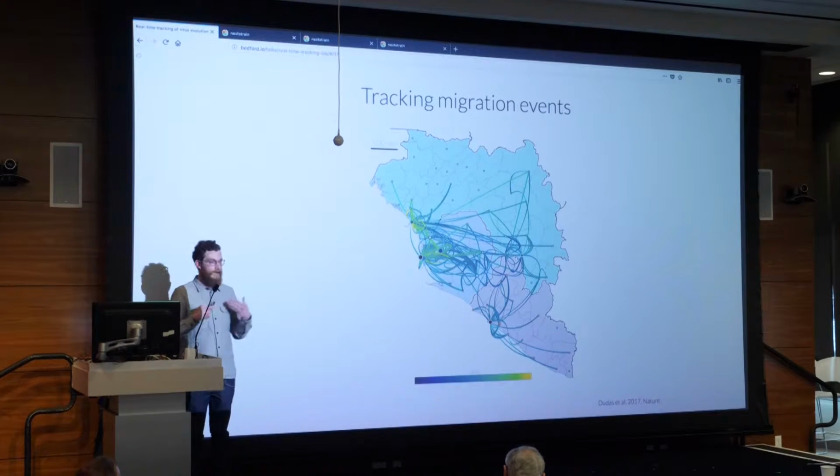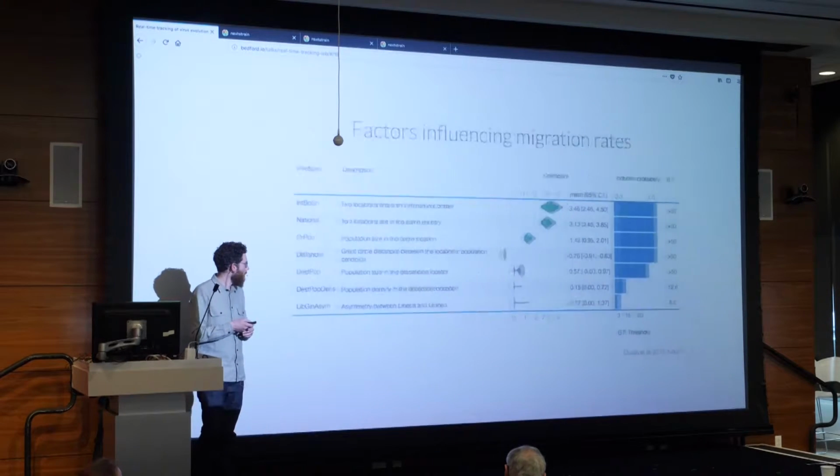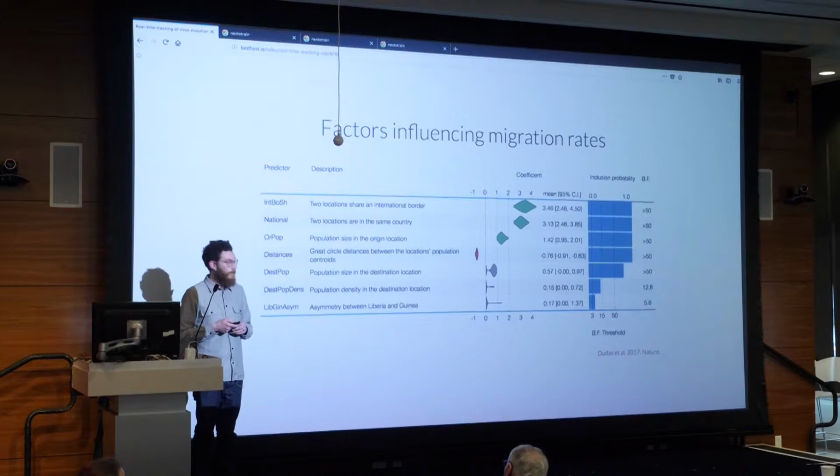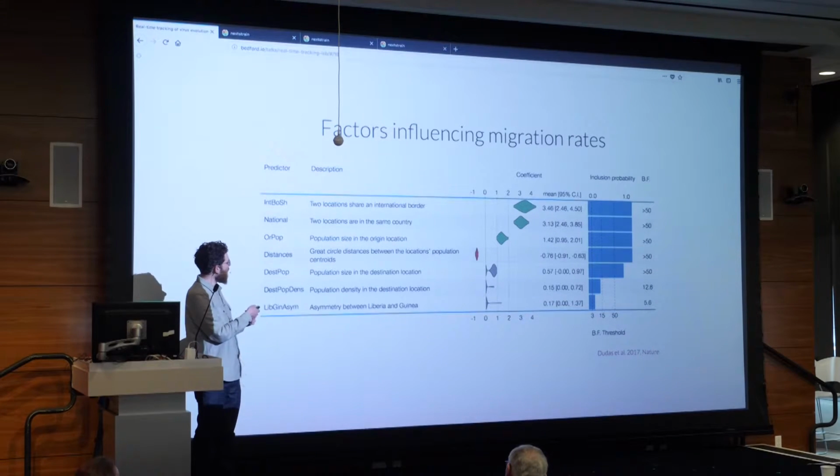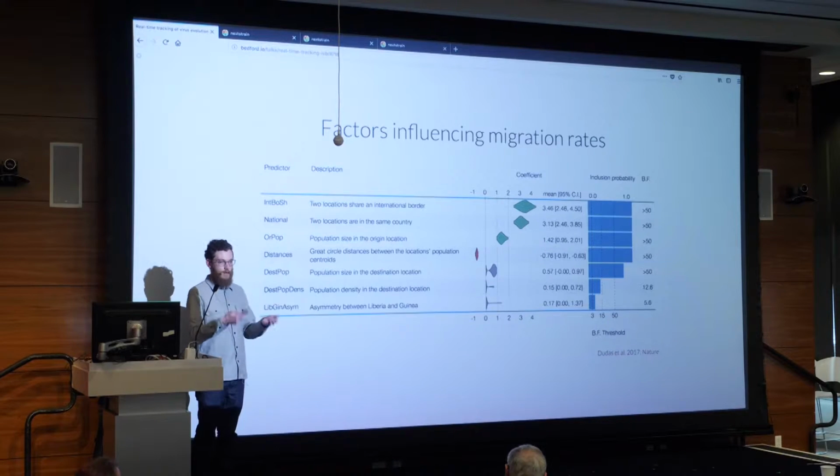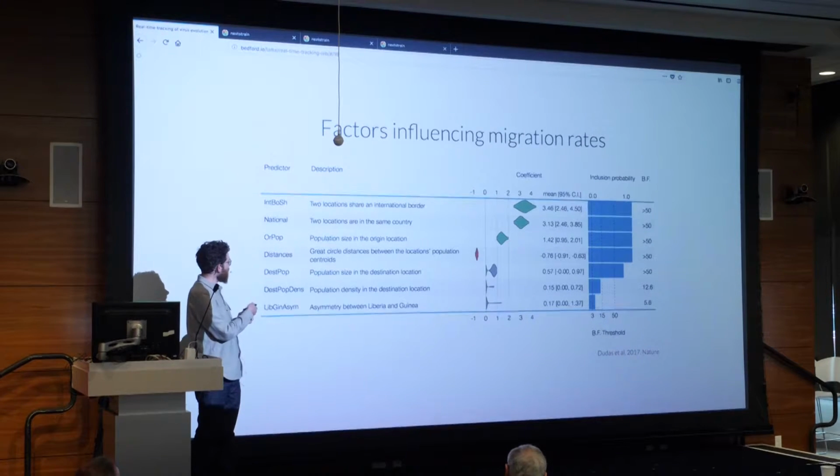Now that we have this list of migration events, we can look at what factors are associated with this. We do a generalized linear model, and we see in this case that if there are two locations in the same country, we have more migration, as you might expect. We also get an effect where regions that are larger in population size tend to emit more migrants. And we also see that regions that are closer together physically tend to exchange more migrants. These two together form the classic spatial epidemiology gravity model. So this makes sense, but it's nice that we recovered it from the data.